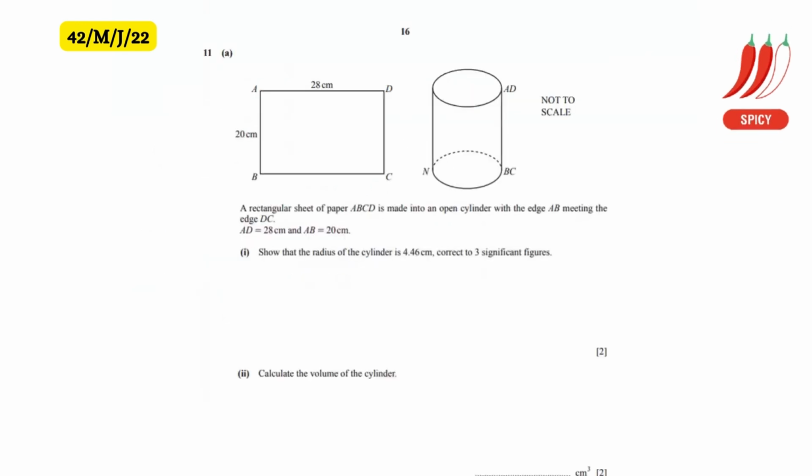Question 11 says a rectangular sheet of paper ABCD is made into an open cylinder with the edge AB meeting the edge DC. AD is 28 centimeters and AB is 20 centimeters. Show that the radius of the cylinder is 4.46 centimeters, correct to 3 significant figures.